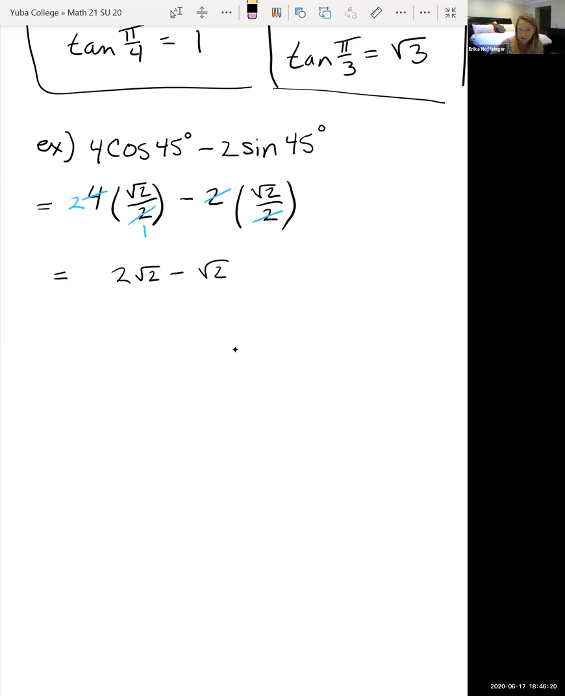So we can only combine terms with radicals if they're the exact number underneath the radical and they're the exact same index on that radical. They're both square roots. And so just add or subtract the numbers in front. So 2 minus 1, so that's 1. And then the radical they share in common, root 2.